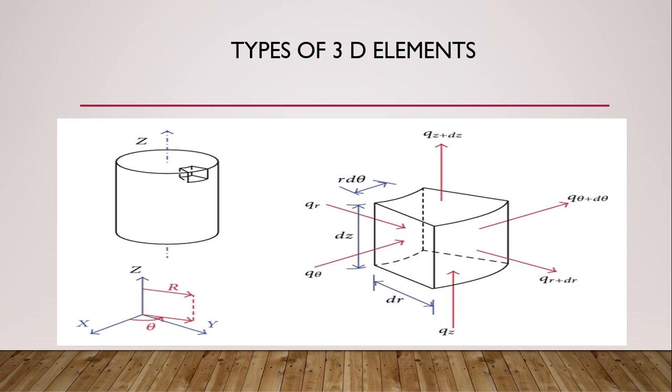Also, there are different types of 3D elements, such as tetrahedron and hexahedron elements. With the help of those we can study the concept of axisymmetry.